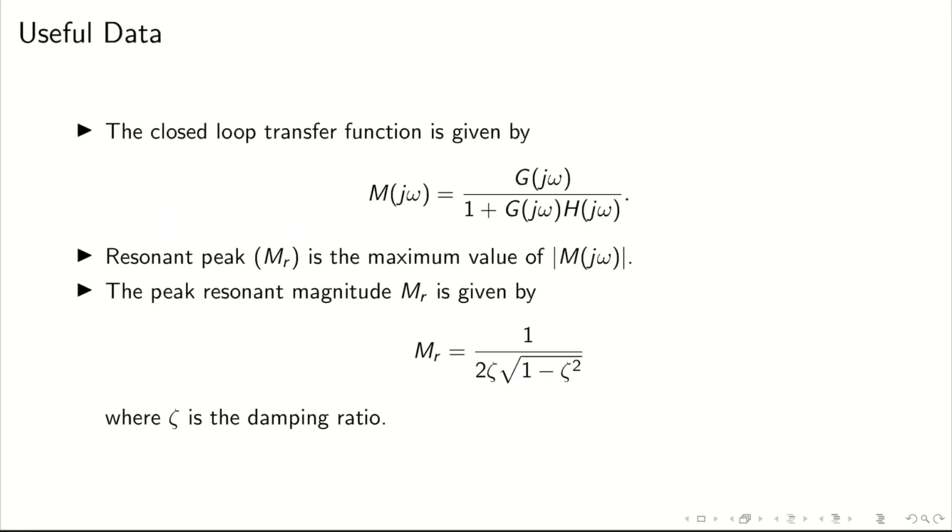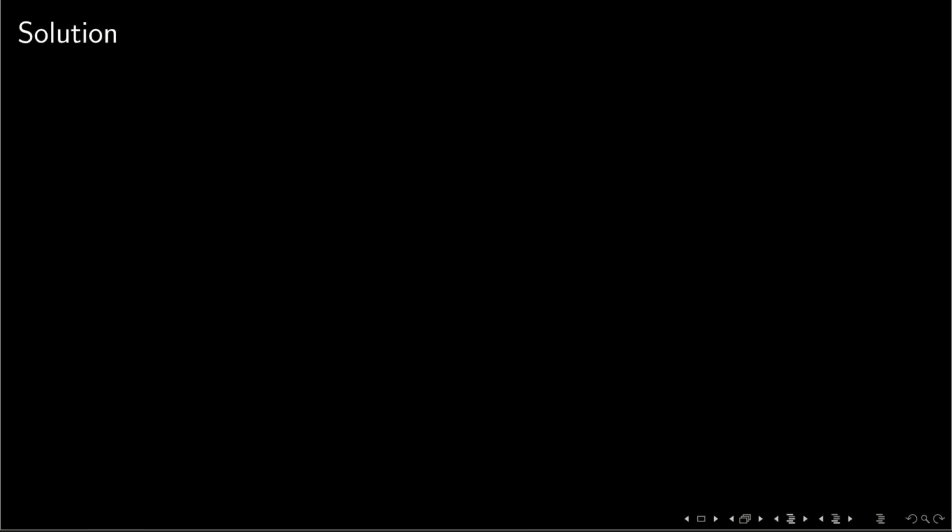We will use the following data to solve this problem. The closed loop transfer function of a unity feedback system is given as M(jω) = G(jω) / (1 + G(jω)H(jω)). Resonant peak is the maximum value of the magnitude of M(jω), and the formula to calculate Mr is 1 / (2ζ√(1 − ζ²)), where ζ is the damping ratio. Let us solve this problem.